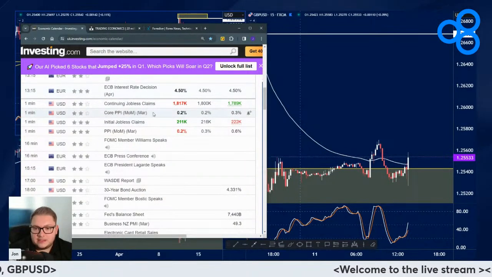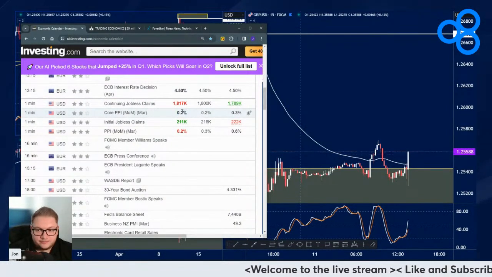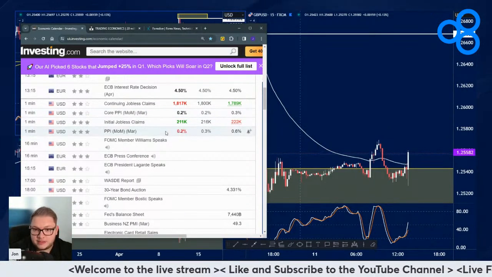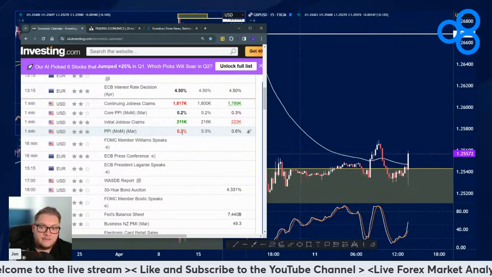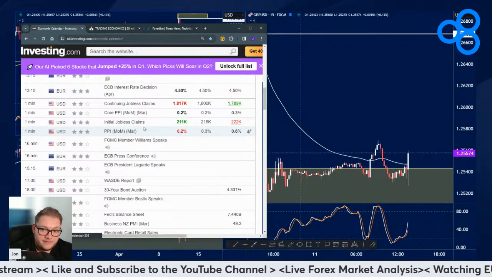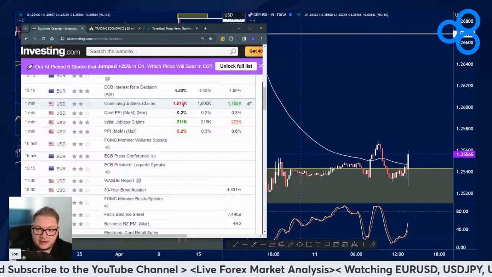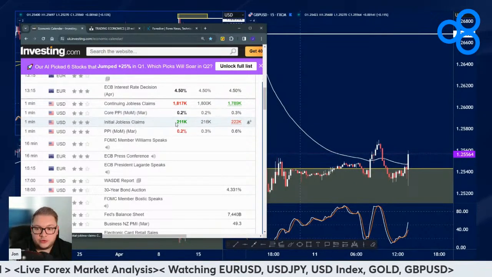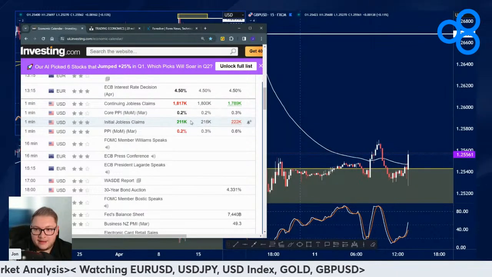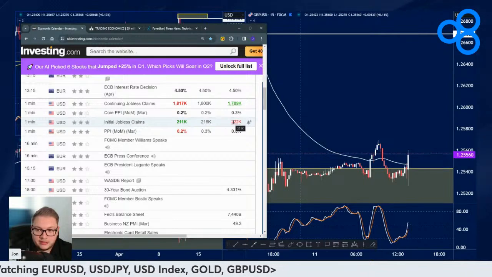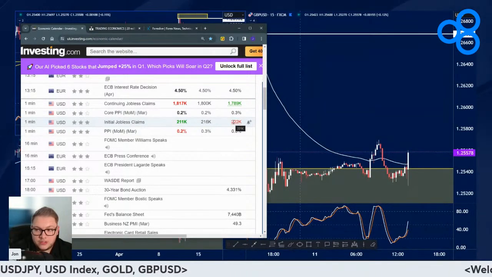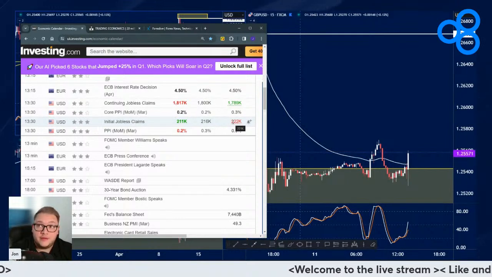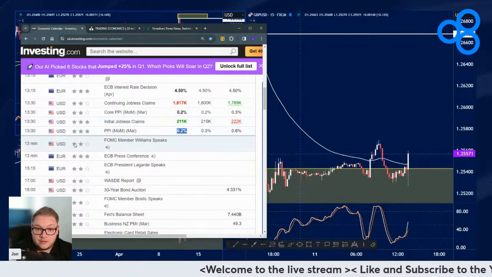So let's dive into this. Core PPI 0.2%. That swings it again, doesn't it? It swings it again, 0.2% here on PPI, which is now very, very interesting. Jobless claims: initial jobless claims up to 211, but we did get a revision here of 222. So that's not necessarily bullish dollar, in my opinion, especially with the PPI numbers.